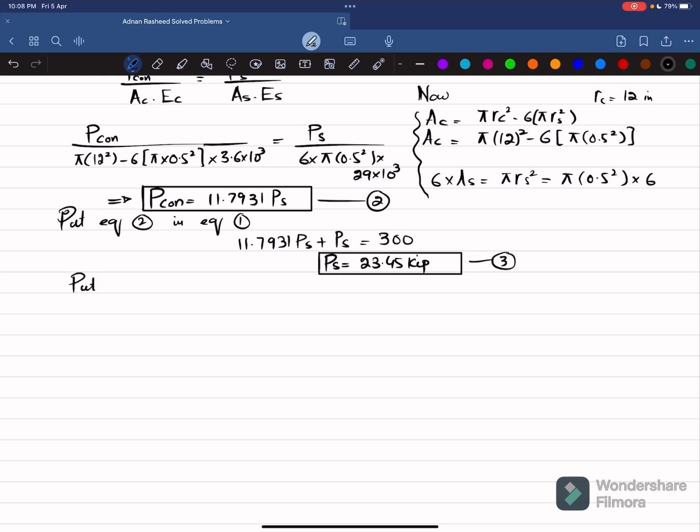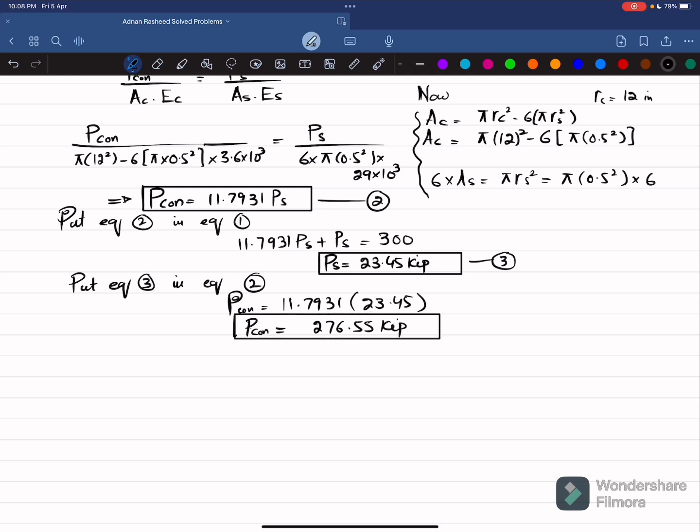Now put equation 3 in equation 2. So P of concrete is equal to 11.7931 into P of steel, which is 23.45 kip, and you will get P of concrete equal to 276.55 kip. So it means that concrete is taking 276.55 kip load, while the six steel rods are taking 23.45 kips load.